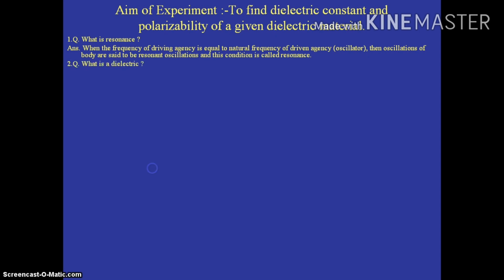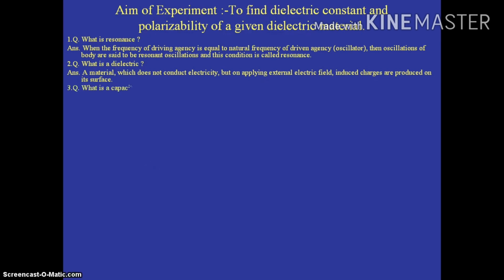What is a dielectric? As we already know, a material which doesn't conduct electricity, it is an insulator, but on applying external magnetic field to that insulator, induced charges are produced on the surface, and due to different opposite charges, electric field is induced in that. What is a capacitor? It is an arrangement to increase the charge storing capacity of a conductor, we can say.